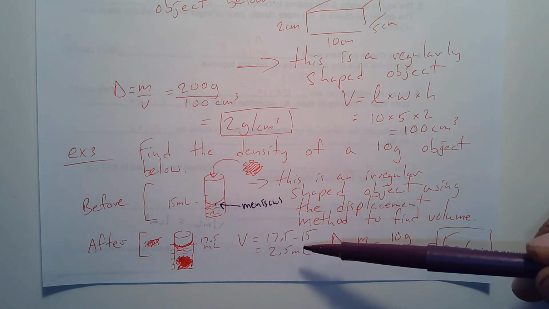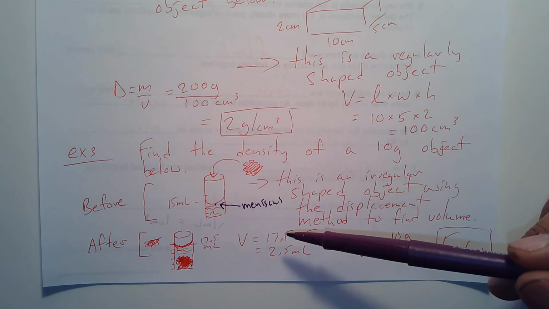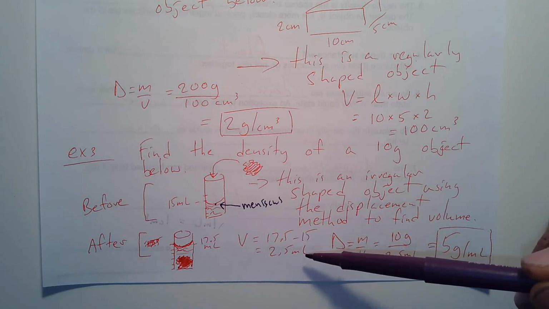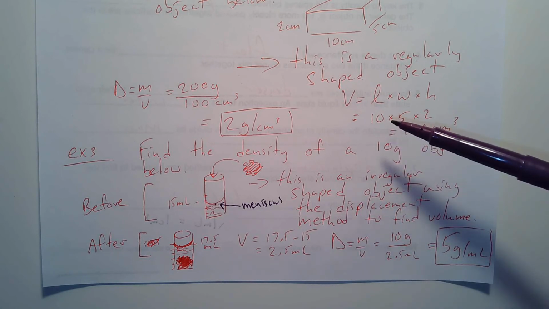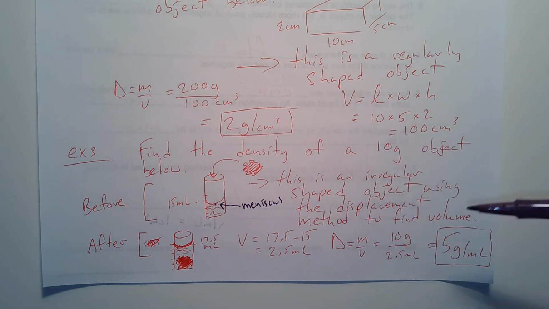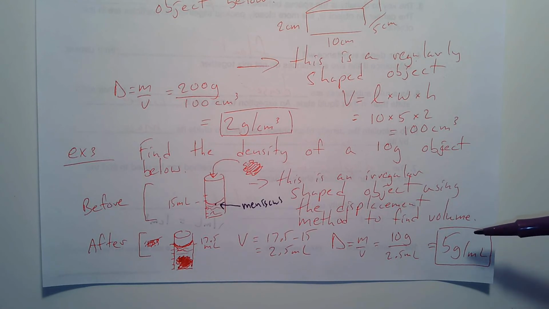So you take your new volume with the object in minus the original volume without the object, and that gives you the overall volume of the object. So the object has a volume of 2.5 milliliters, and then you take the mass again and divide it by the volume that you just figured out, and there's your density.